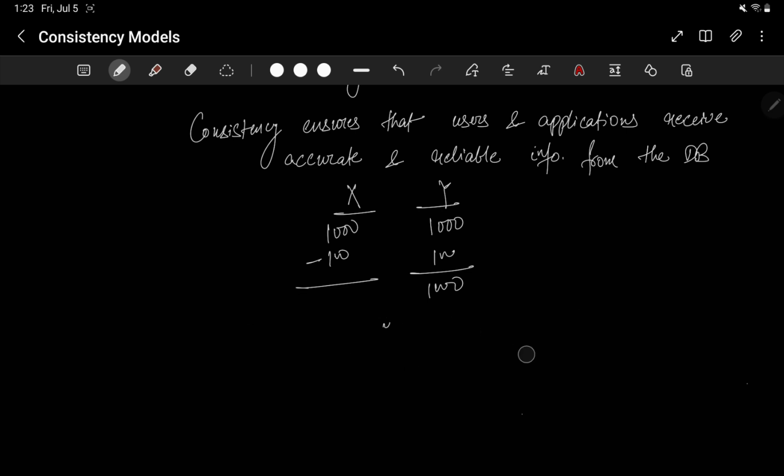I was just explaining using this simple example that consistency should ensure that users and applications receive accurate and reliable info from the database. Here, the info that the database gave was not reliable. The amount in X's account should not be 1,000, it should be 900. In Y, it should be 1,100, right? Then here, consistency models come into the picture.